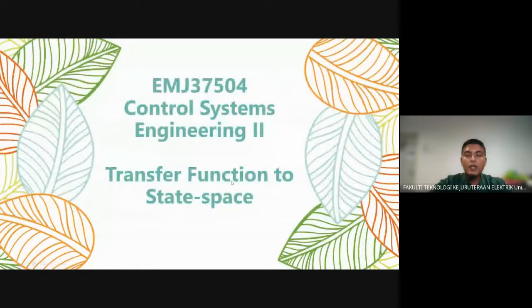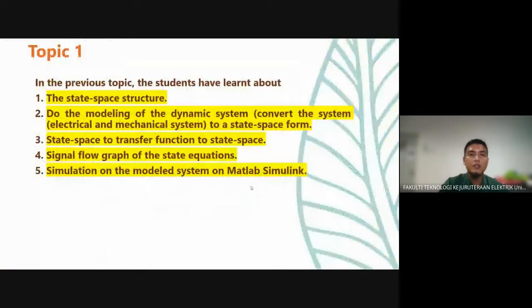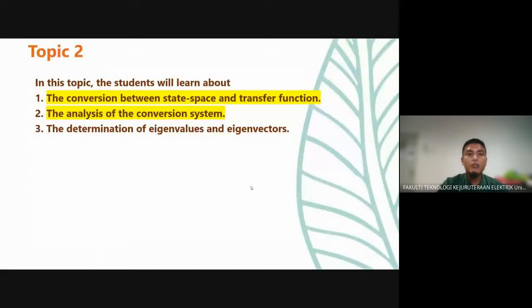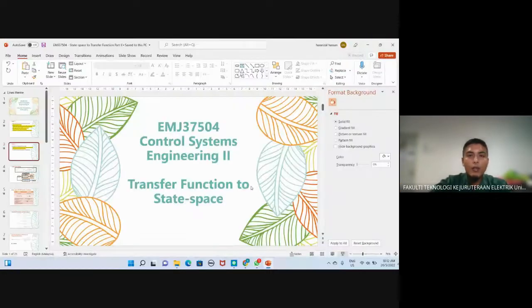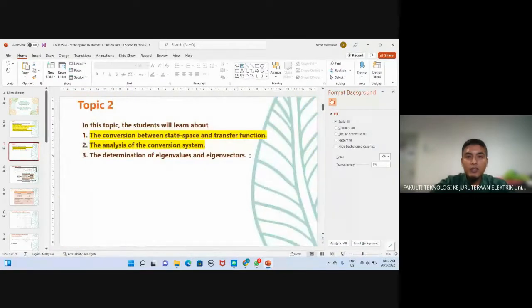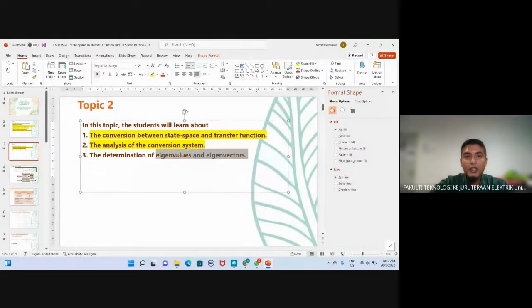Okay, so now we want to convert from transfer function to state space. Previously we went from state space to transfer function. Now we want to convert transfer function to state space. So this is number 2. This is what we want to focus on, the determination of eigenvalues and eigenvectors.